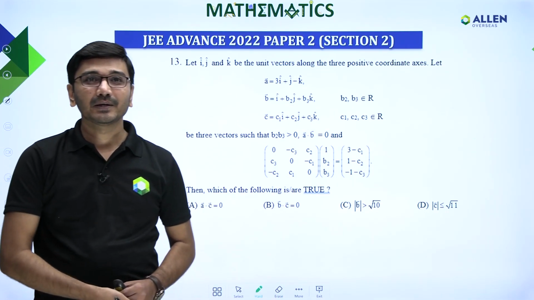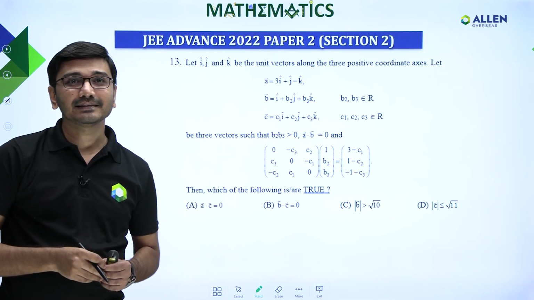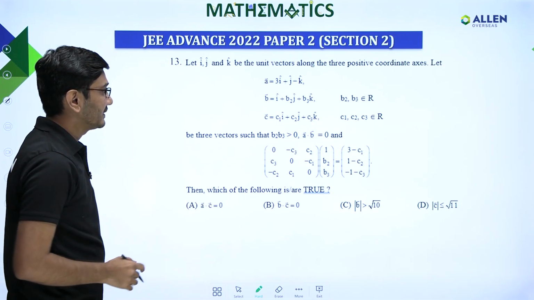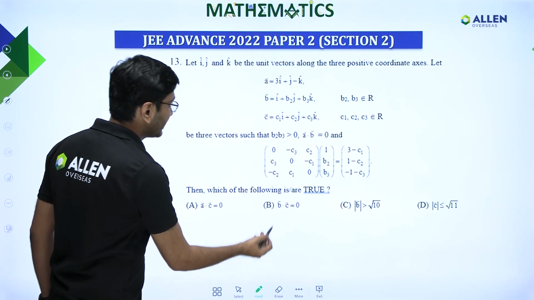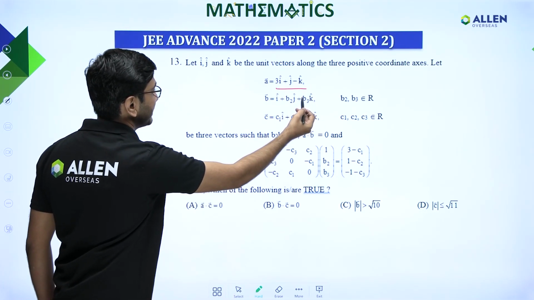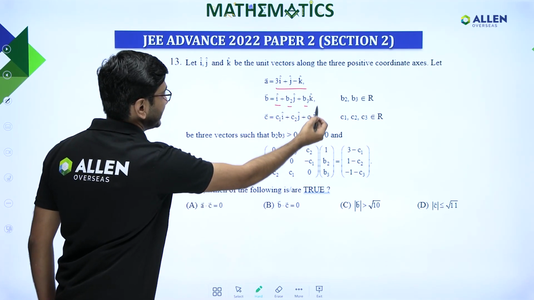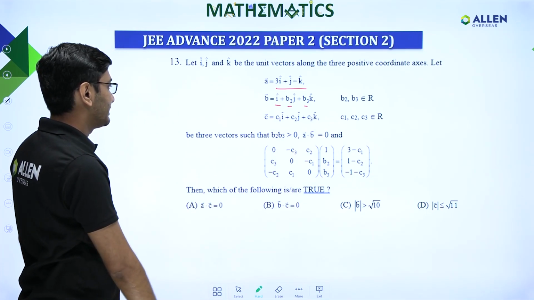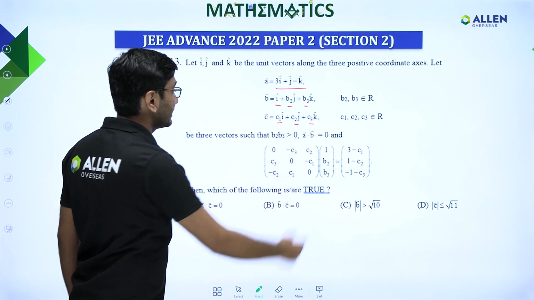Well, students, just have a look at this question number 13. Question number 13 is: i cap, j cap, k cap are unit vectors, and 3 vectors a bar, b bar, c bar are given like this: 3, 1, minus 1, and 1, b2 and b3 are the coefficients of i, j, k respectively, and here for c bar, c1, c2, c3 are the coefficients.